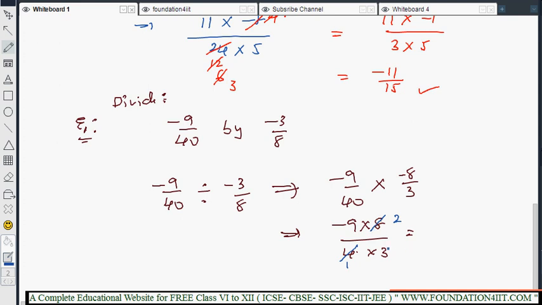Next, 9 and 3: 3 is a common factor. 3 ones are 3, and 3 threes are 9. So remaining is -3 into 2 in the numerator, 1 into 1 in the denominator. So -3 into 2 is -6 by 1, that is nothing but -6. Right? So these are the divisions we can do on rational numbers.